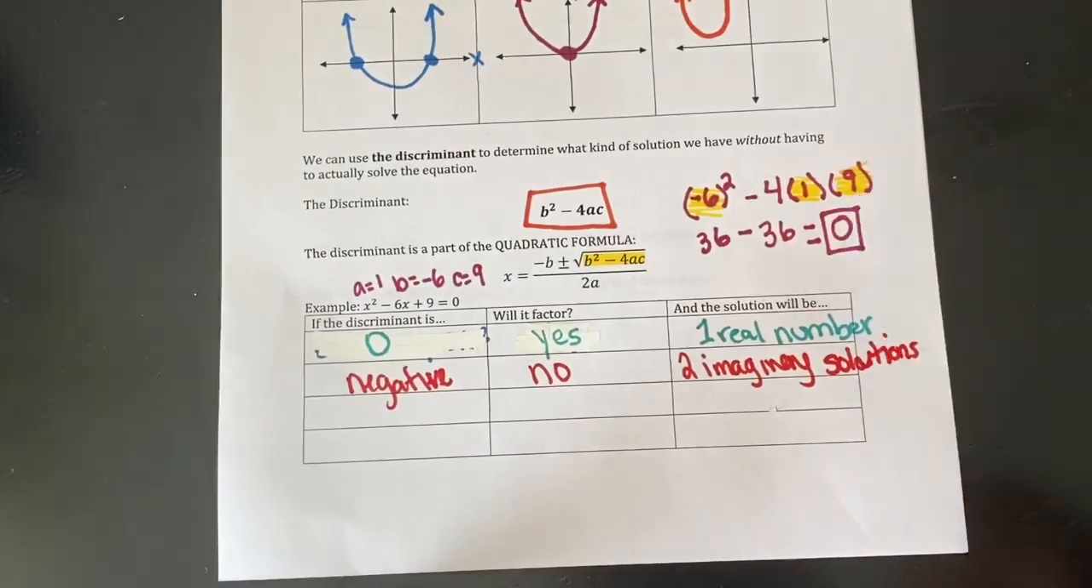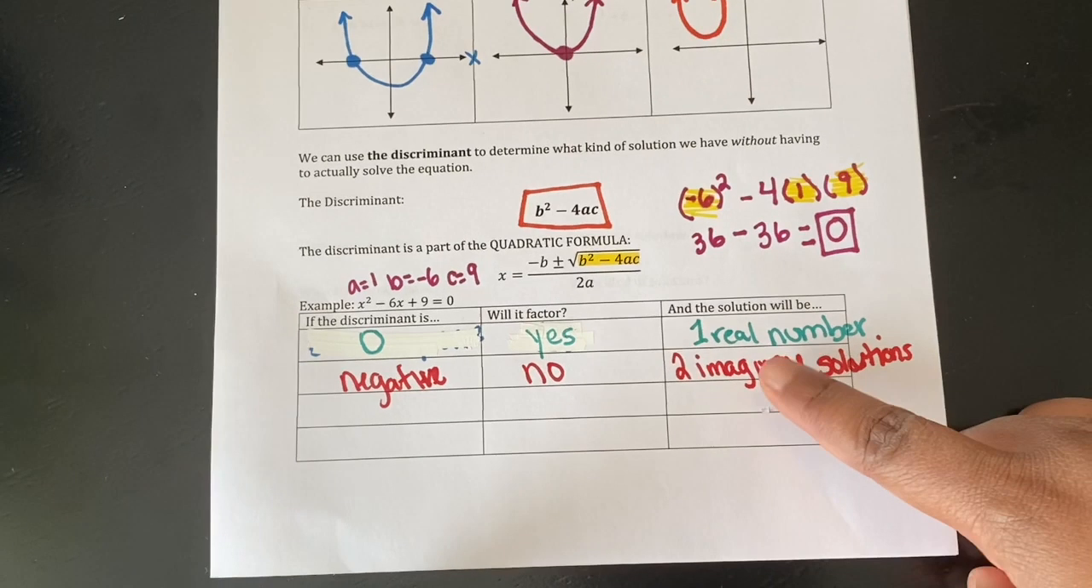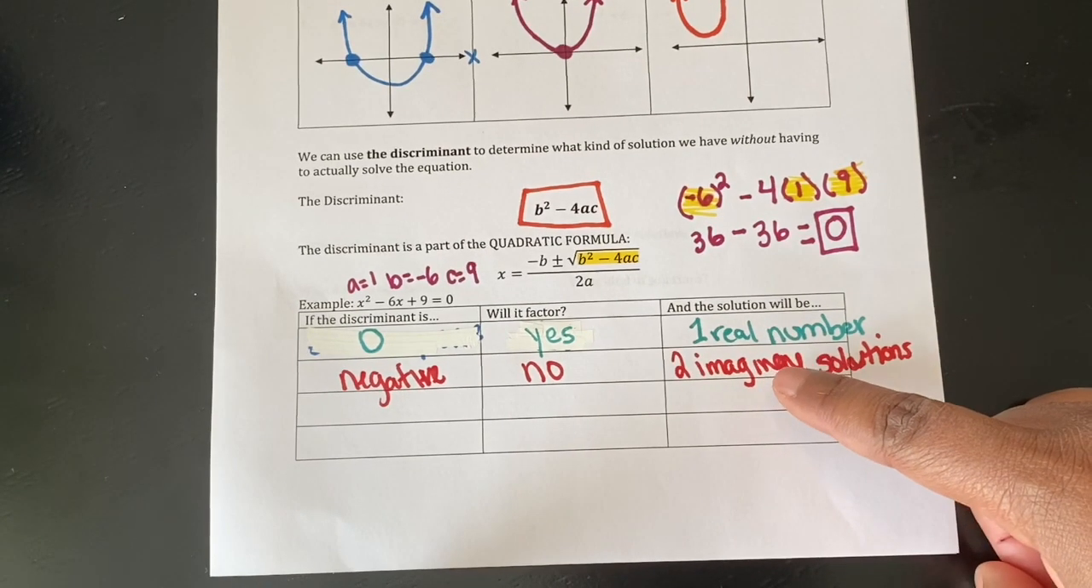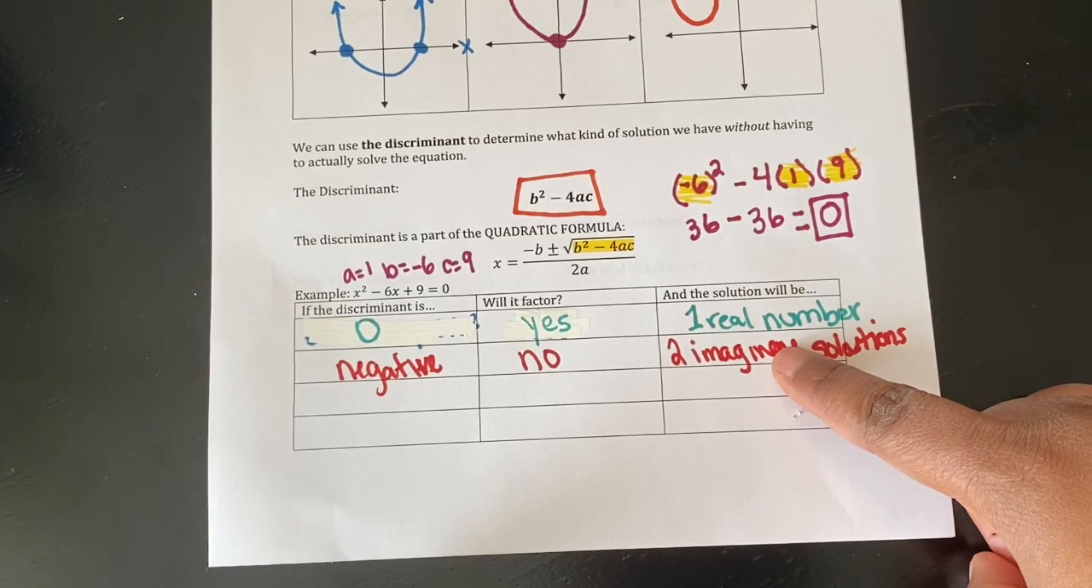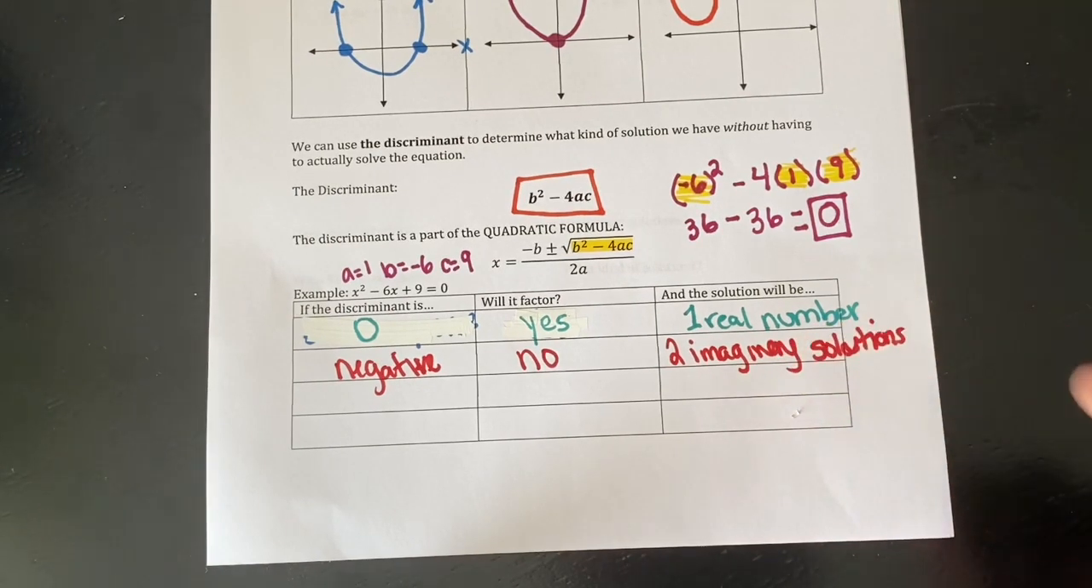Okay, two imaginary solutions. So if the discriminant is 0, the quadratic will factor and there's one solution. If the discriminant is a negative number, then the quadratic will not factor and there are two imaginary solutions. Now remember, the difference between a real number and an imaginary number is that a real number can be found on a number line.